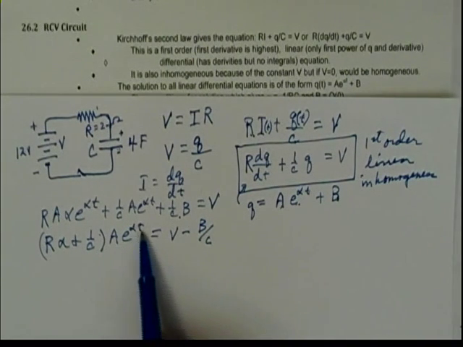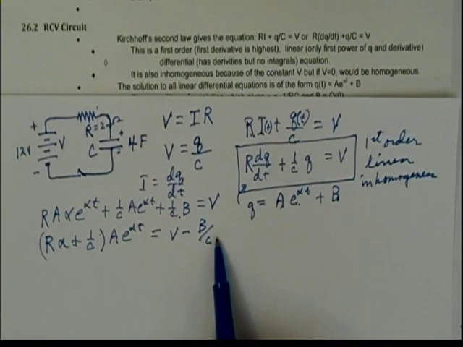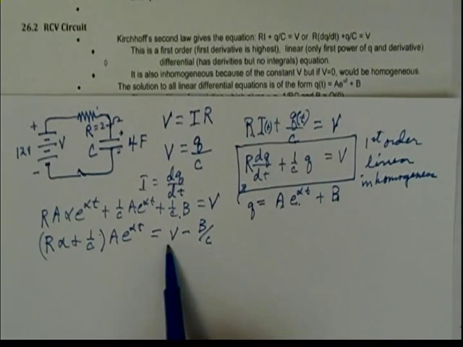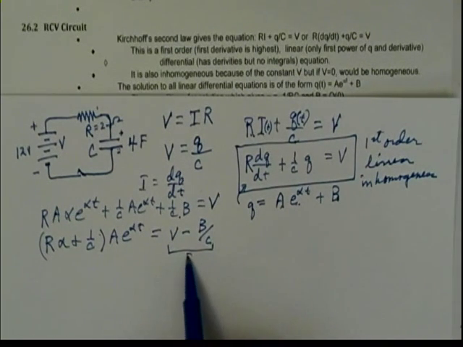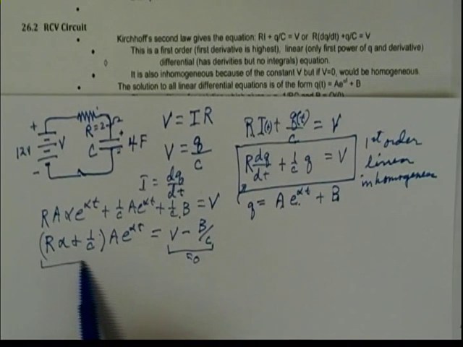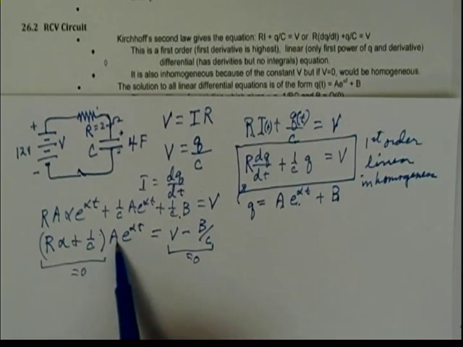Now you'll notice something quite amazing. On this side of the equation, I have something that depends upon time. Over on this side, I have a constant. That's not possible unless both sides of the equation are equal to 0. How can they both be 0? They can be 0 only if this term is equal to 0 and this term in front of the exponential is equal to 0. Doesn't matter what A is equal to.